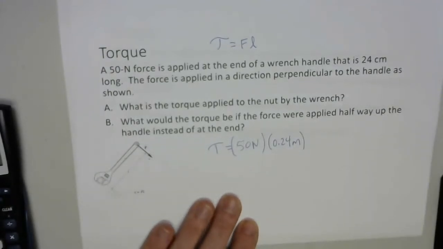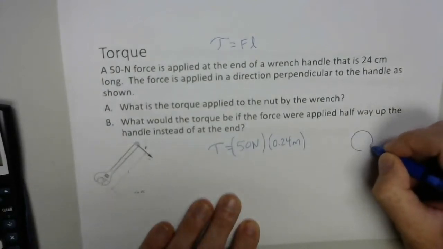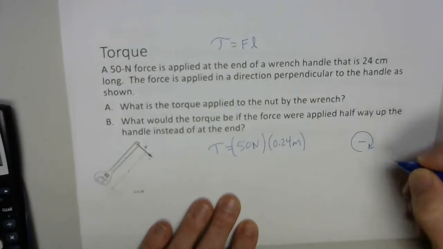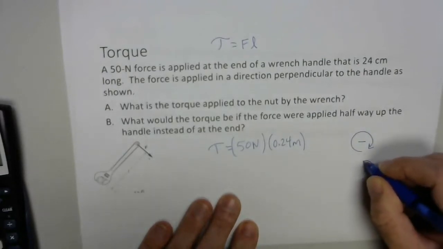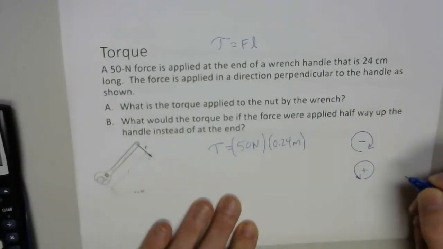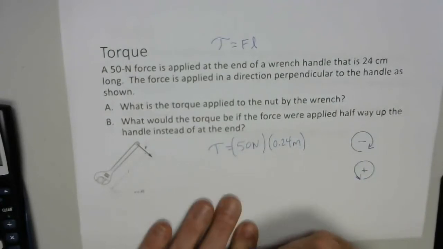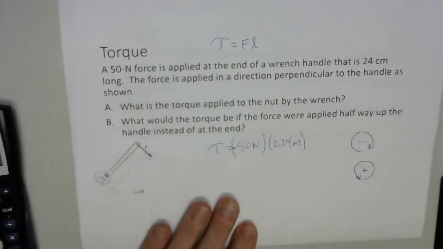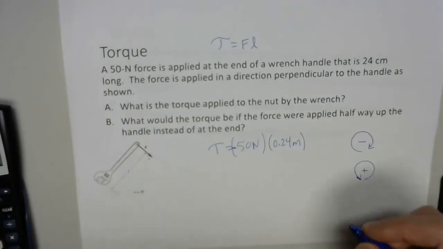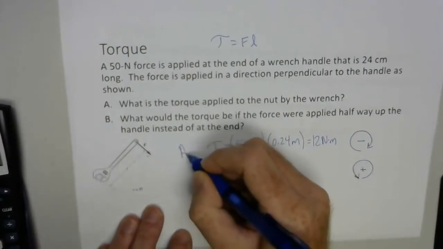Now, as a general rule, clockwise motion, or rotation to the right, which is the way that wrench is going, is negative. Rotation going around in a counterclockwise direction is considered positive, or rotation to the left. So in this case, this is rotating clockwise, and so that would be negative. So 50 times 0.24 is 12 Newton meters. So that would be part A.